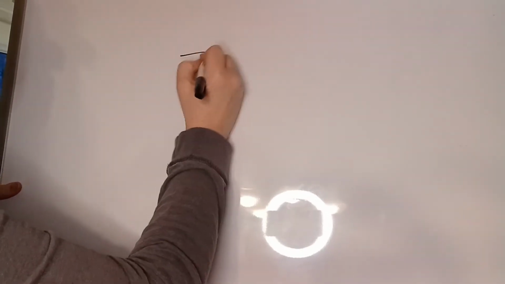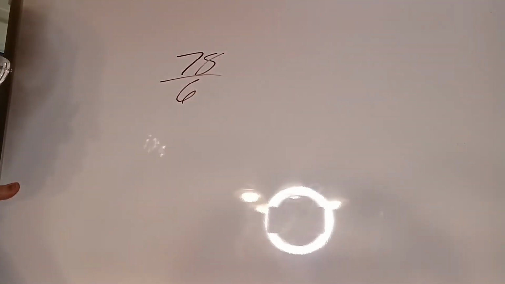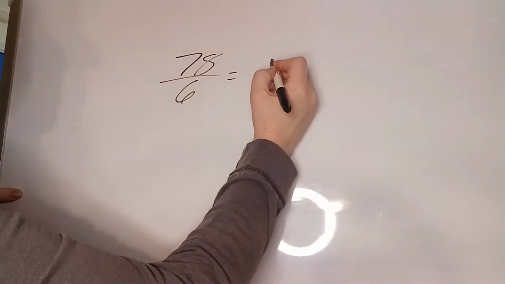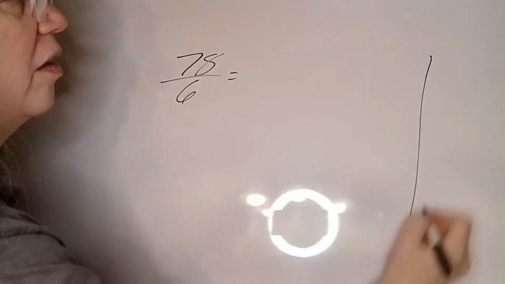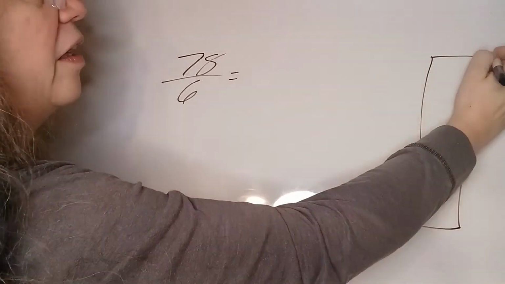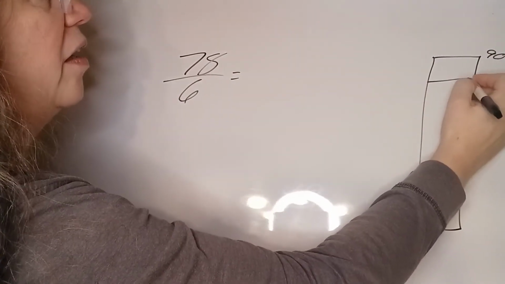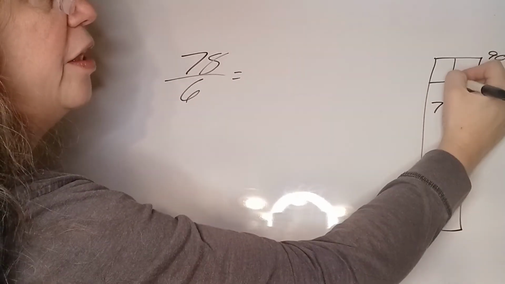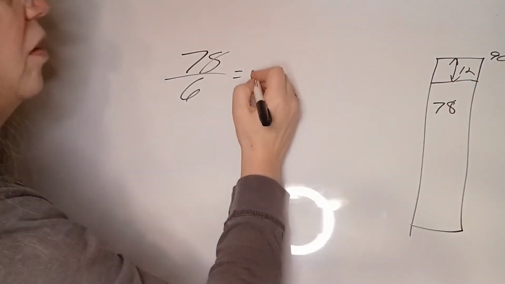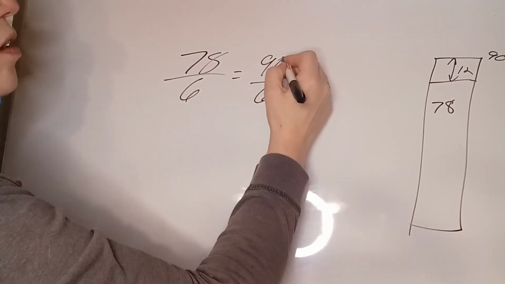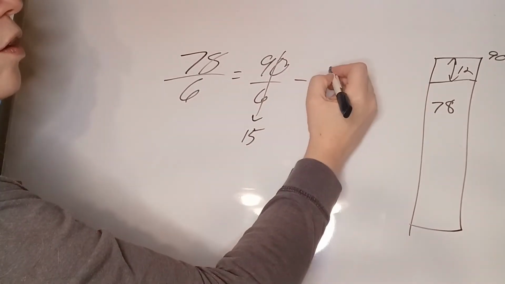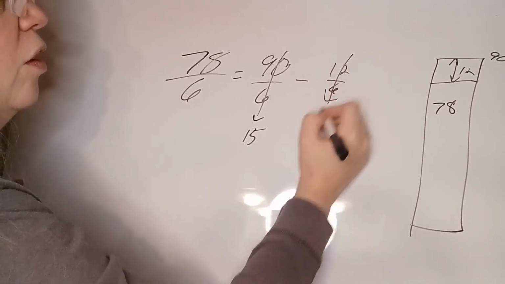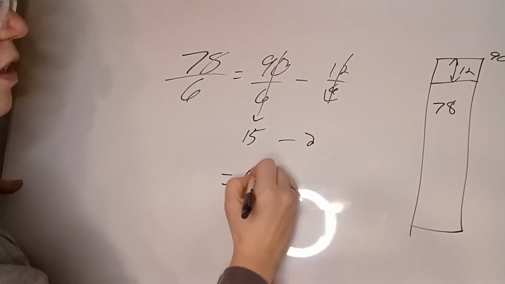Let's look at 78 divided by 6. 90 would be easy to divide by, right? That's 15. So we've got 90 and 78, and what's missing is 12. So we've got 90 divided by 6, which is 15, minus 12 divided by 6, which is 2. So that is 13.